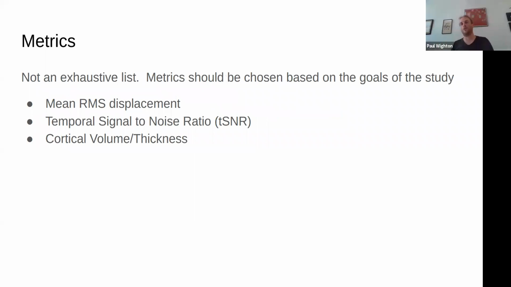Okay, so those are some of the ways we track motion in the magnet. I'll quickly talk about some metrics we use to evaluate this, and this is by far not an exhaustive list. These are metrics I've used in the past, and you should back out your metrics based on your study and the things you care about.